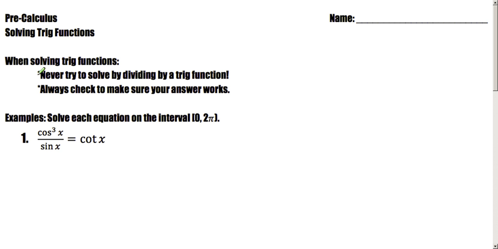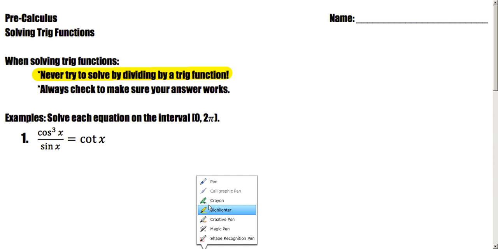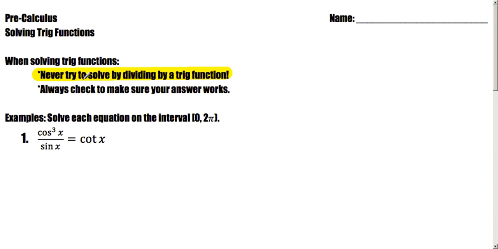First one. Never try to solve by dividing by a trig function. Never and trig function are our key words in that statement. Anytime we've got an equation with trig functions in it, if we're trying to solve it for x, none of our steps to get x by itself will involve dividing by a trig function. We can multiply, we can add, we can subtract, we can factor, but we can't divide.